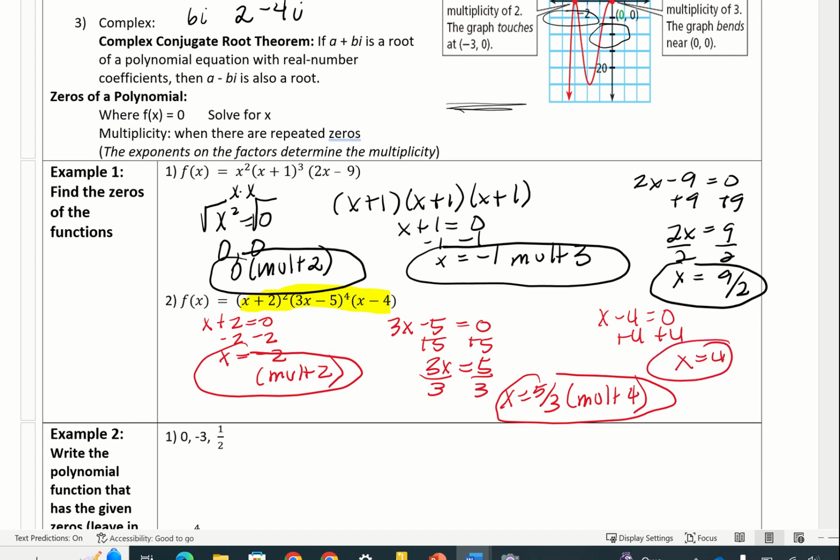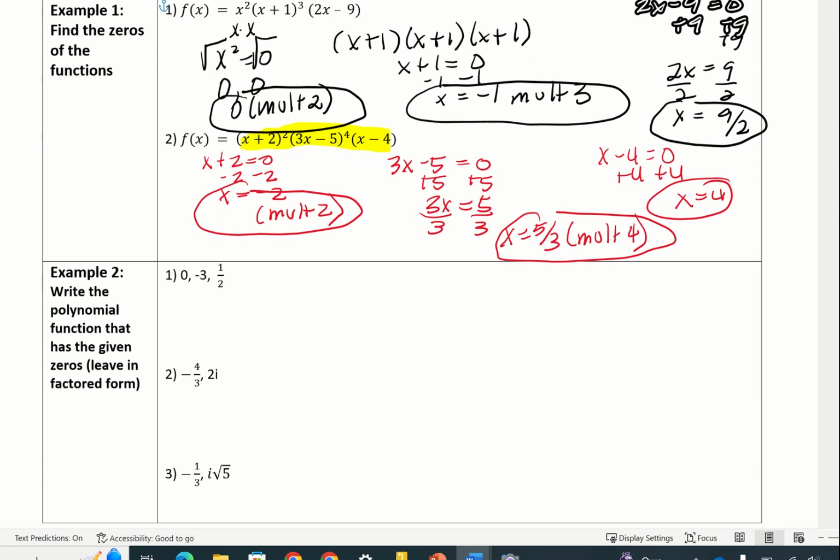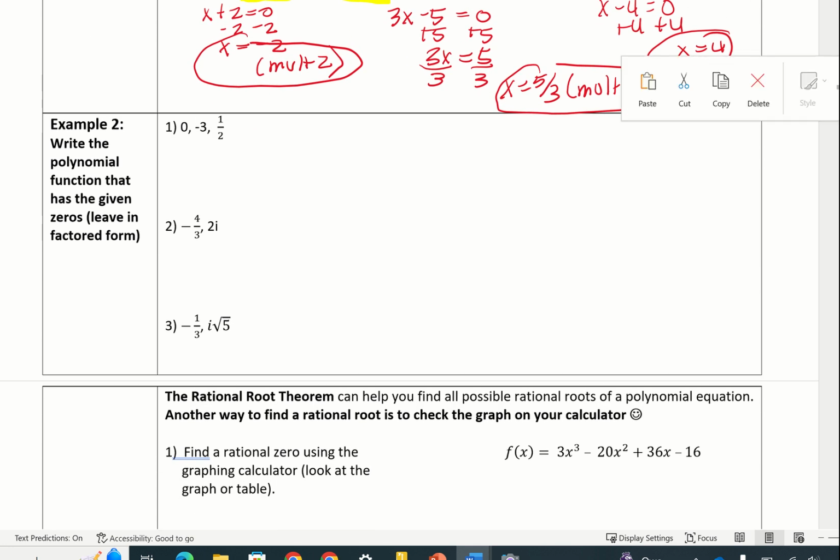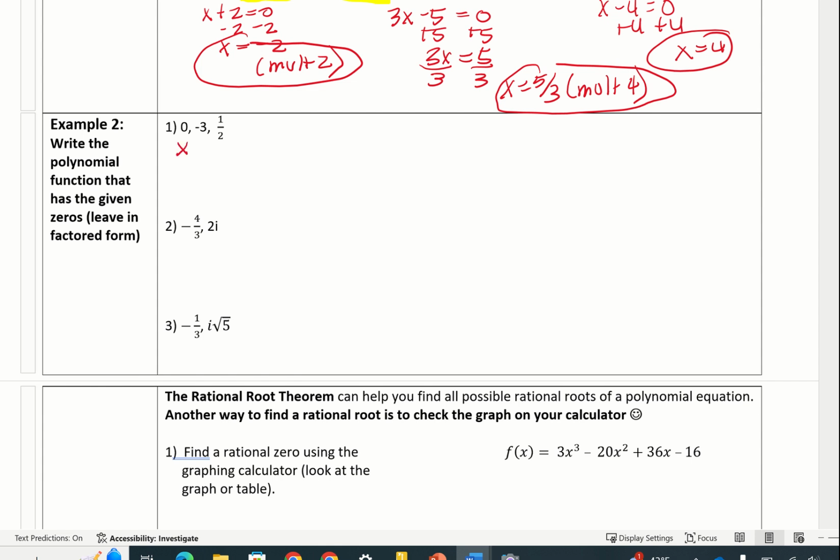So, all right, moving on down, we're going to take a look at example 2. These we have not really talked about a lot. We're going to write the polynomial function that has the given zeros. So they gave us zeros. So if we have 0 as an answer, that means that x equaled 0. So this is going to be one of our factors, x, just x.